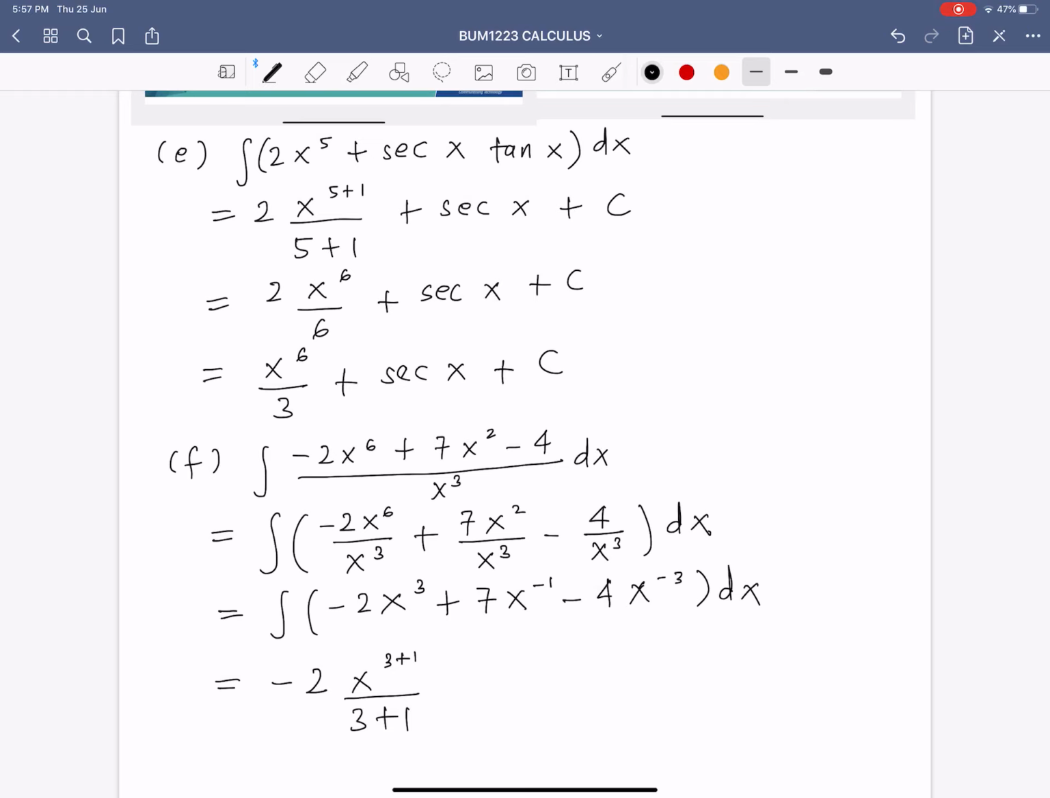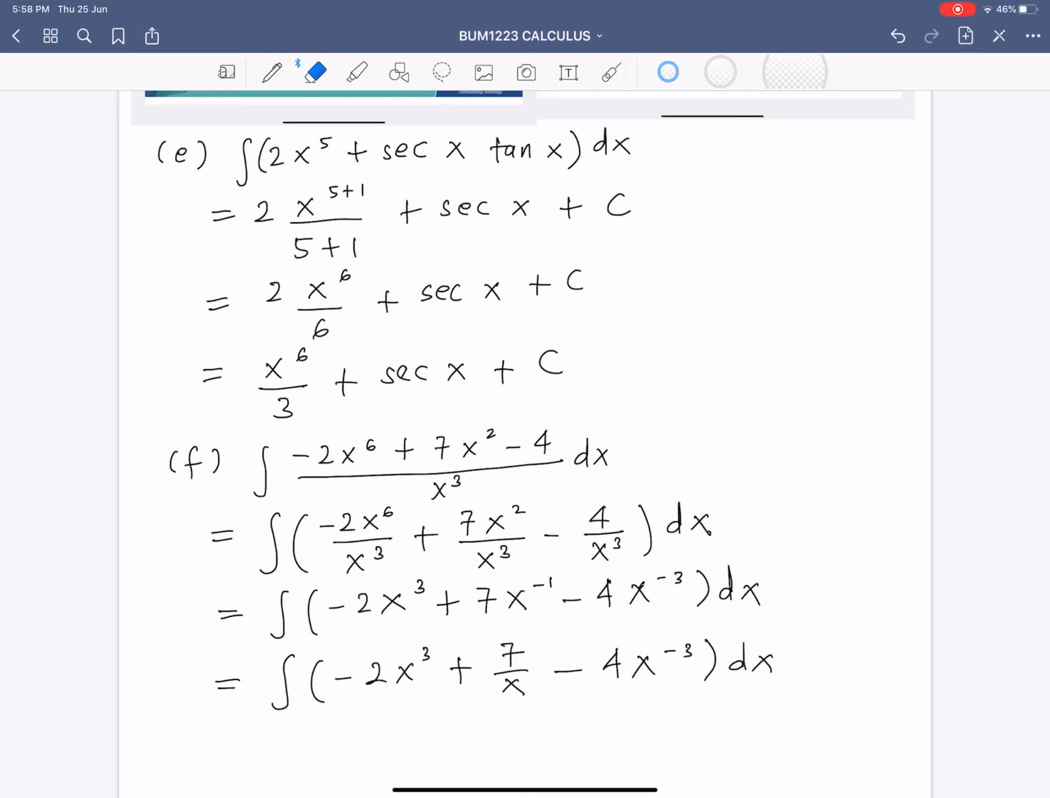And then for the next one, you have to be careful. Okay, maybe I should rewrite this first. Sorry, I'll redo this. We erase this part first. We rewrite it first, where this is equal to negative 2x cubed plus 7 over x minus 4x power of negative 3 dx. Okay, why do I want to write 7x power of negative 1 as 7 over x?